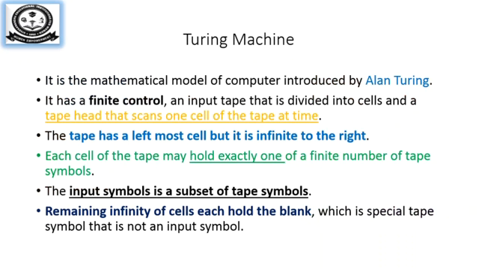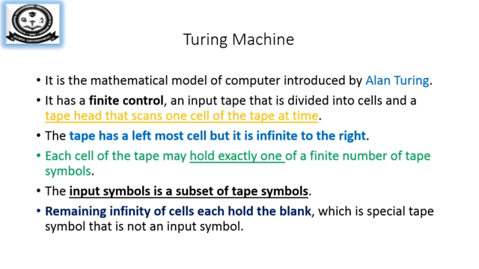A Turing machine is a mathematical model designed by Alan Turing. Because of his name, it was named the Turing machine. A Turing machine has a finite control on an input tape. The input tape is divided into cells, and a tape head scans one cell at a time.